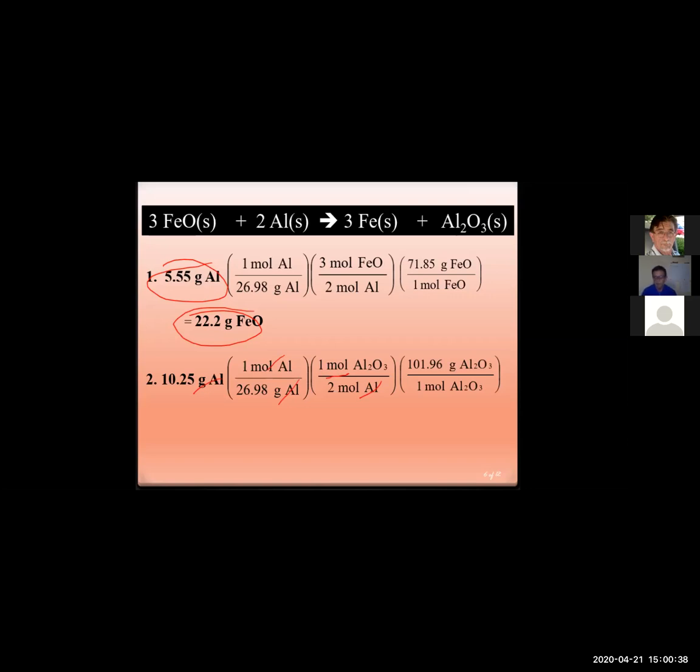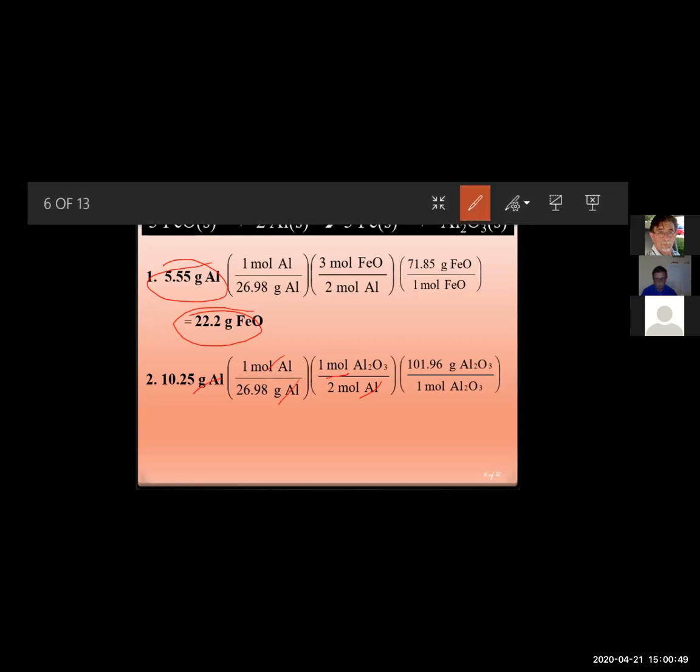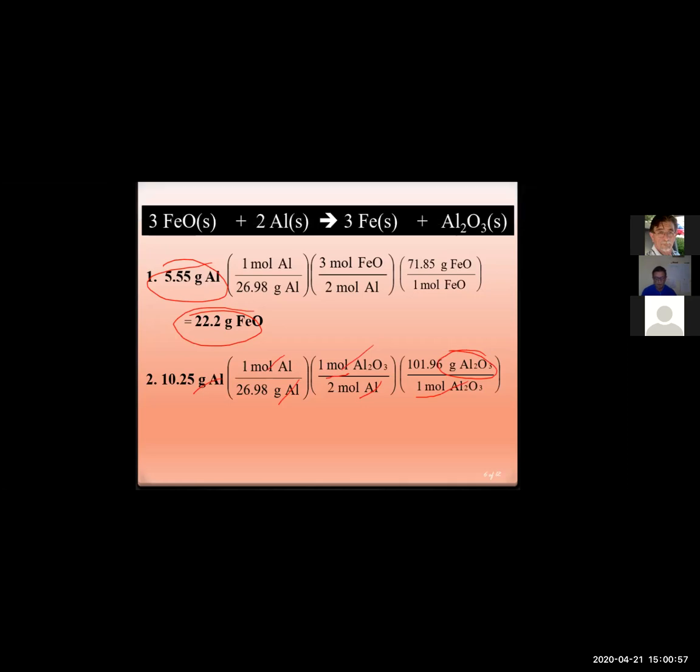Again, 2 aluminums, 3 oxygens, that adds up to 101.96 grams. Note the units of molar mass, grams per mole. Follow my units again. Everything's canceling out. Unit-wise, I'm at grams of aluminum oxide, which is where I want to go because of the question. And keeping track of your sig figs, you end up with 19.37 grams. So if I start off with 10.25 grams of aluminum, I should make 19.37 grams of aluminum oxide.